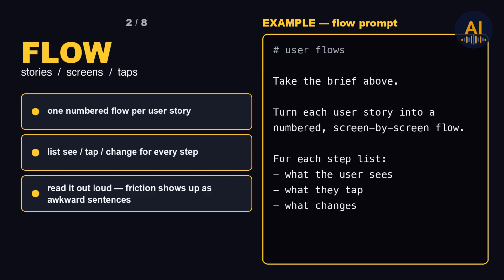Phase 2, user flows. Paste the brief back. Ask, turn each user story into a numbered screen-by-screen flow. For each step, list what the user sees, what they tap, and what changes. Now you have flows in plain text. Read them out loud. Every awkward sentence is a friction point in the real product. Fix the flow before you fix the pixels. A bad flow with beautiful pixels is still a bad product.